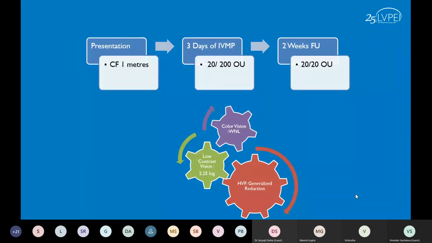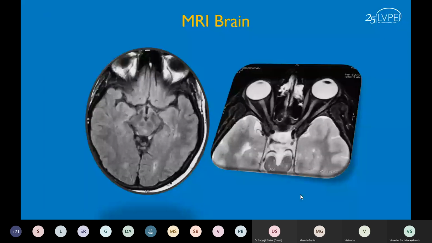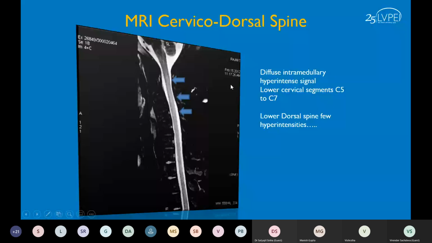With IVMP, the patient's visual acuity started improving over a period of a few months, and we could obtain visual fields, where we can see a bitemporal depression, suggesting that the patient possibly had a lesion in the optic chiasm. However, MRI brain was relatively normal, excepting that we could see some hyperintense lesions in the optic nerve, but MRI spine showed the actual pathology.